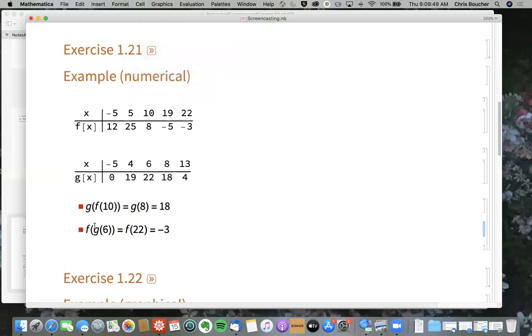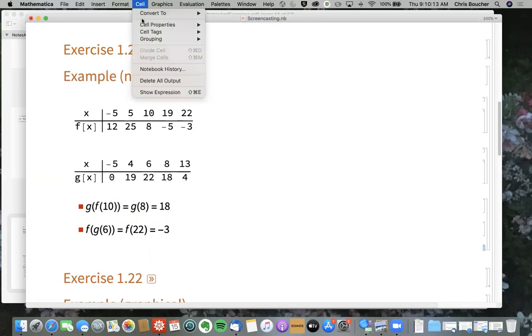So f of g of 6, I start on the inside to compute g of 6, and g of 6 is right there, right? I find the input 6 in g's input-output table, and the output's 22. That's where that 22 comes from. And then f of 22, so I use the input-output table for f. F of 22 is -3, and that's where the -3 comes from. Okay, one more.